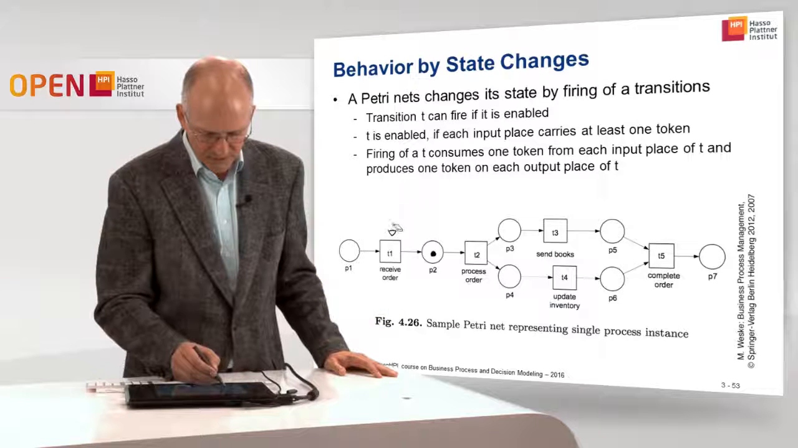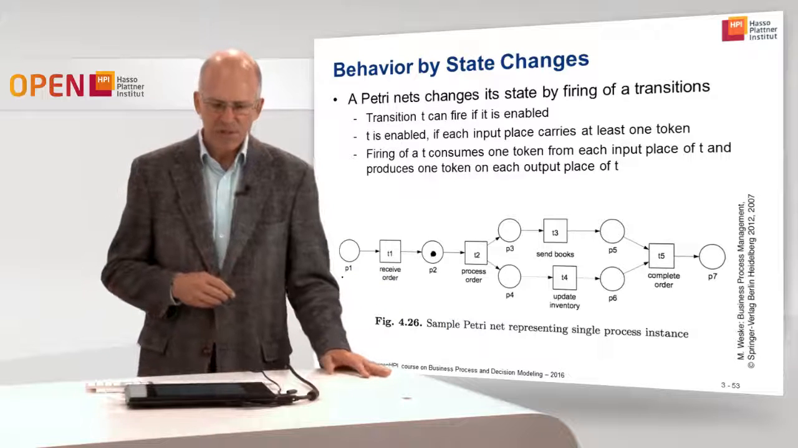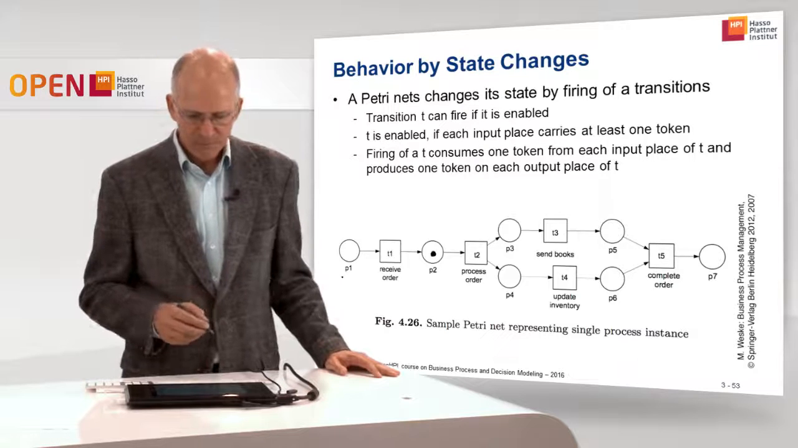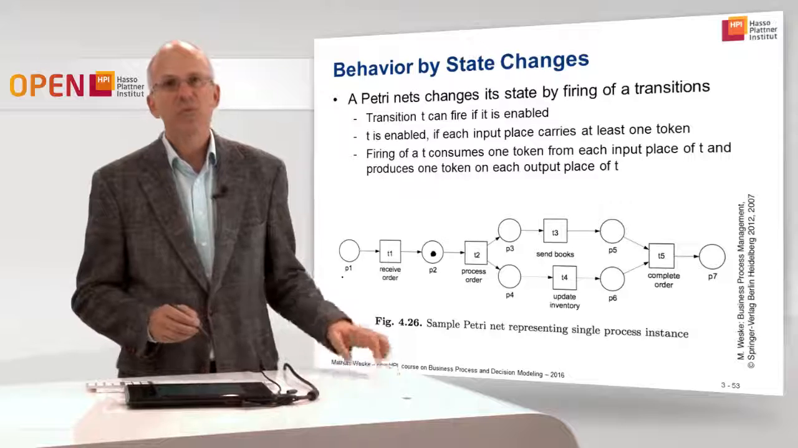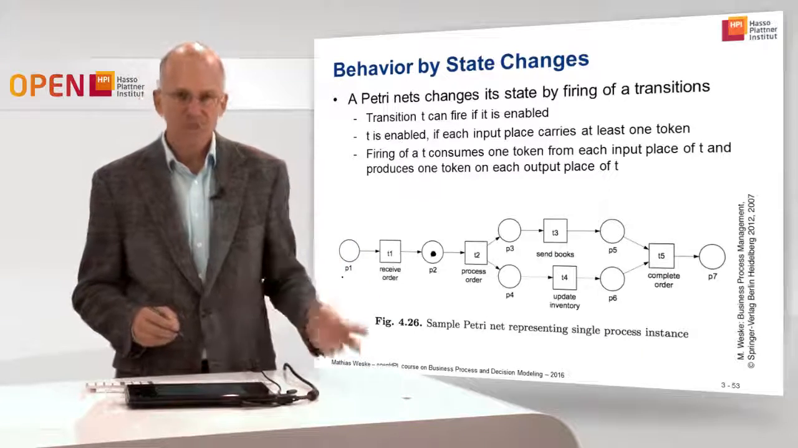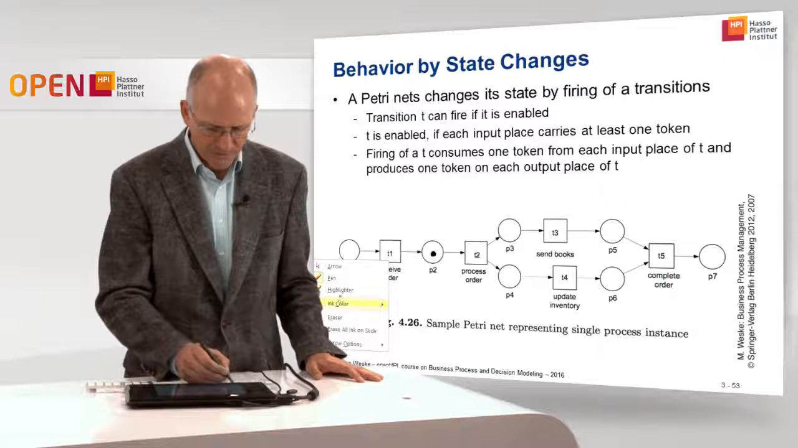Okay, so let's erase that now. So how does the process continue? Well, there's another transition that is enabled at this point in time, which is T2. T2 also, in an atomic step, removes a token from P2 and puts a token on P3 and P4, because all output places will receive one additional token.